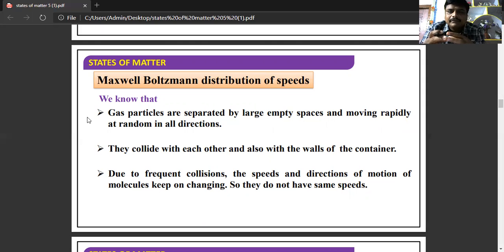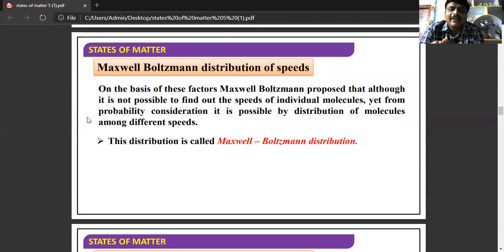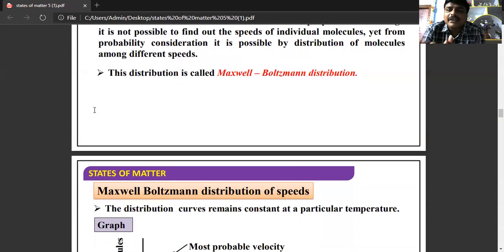Since they are undergoing different types of collisions, the speeds and the directions of the molecules keep on changing. So they do not have the same speed; the speeds will be varying. On the basis of these factors, Boltzmann proposed that it is not possible to find the speeds of individual molecules from probability considerations. It is possible by the distribution of molecules among different speeds.